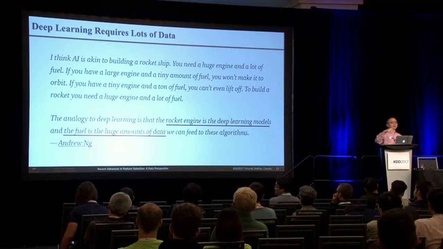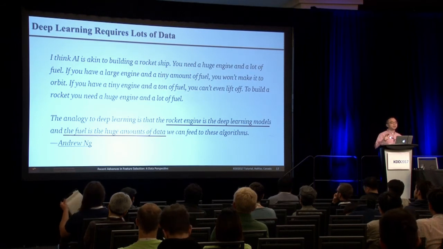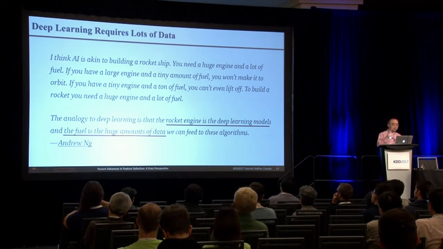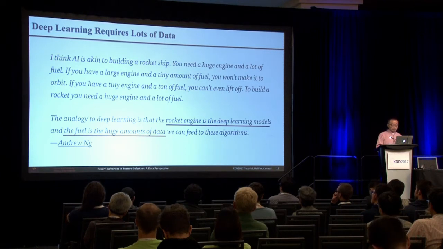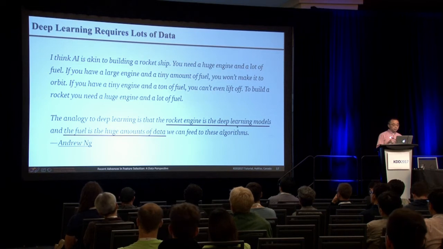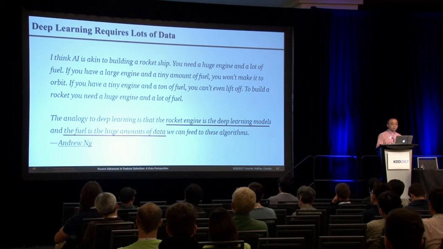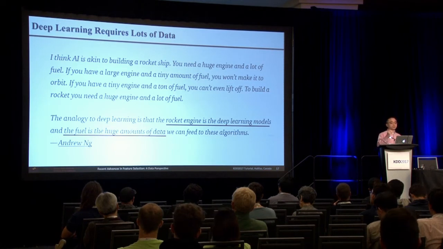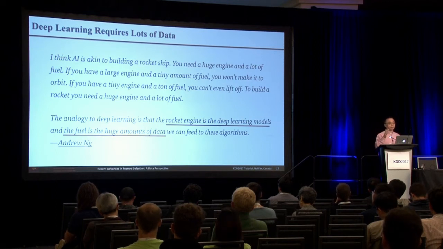Okay, so many people are offering these courses. There are a lot of resources for you to learn about deep learning. But this is what I want you to hear. The analogy for deep learning is that the rocket engine is the deep learning models. We have an engine, then the fuel is the huge amount of data we can feed to these algorithms. So we have an engine. We have computing power, a lot of power. NVIDIA, you see their stock market value increases a lot because of the deep learning movement.